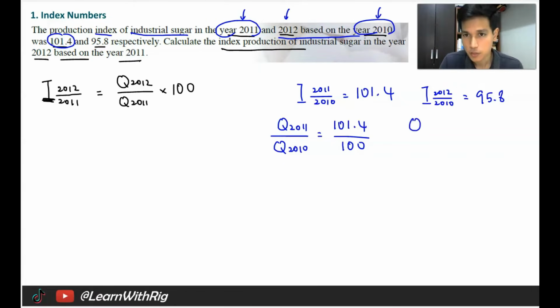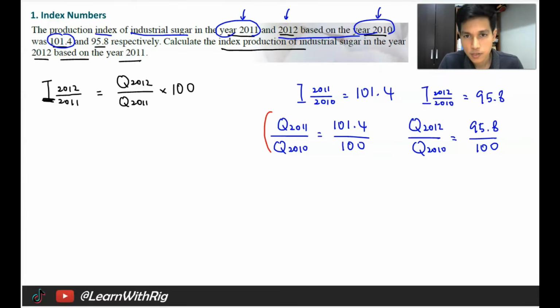In this case, Q2012 divided by Q2010 equals 95.8 over 100, because you're supposed to times by 100, so I shift the 100 to the opposite side. You get 95.8 divided by 100. Now here is the extra step you need to do.